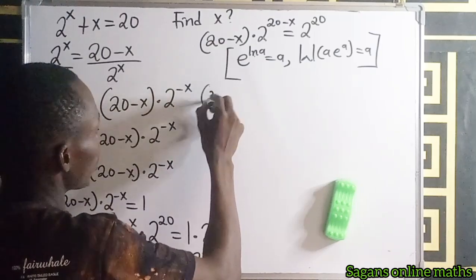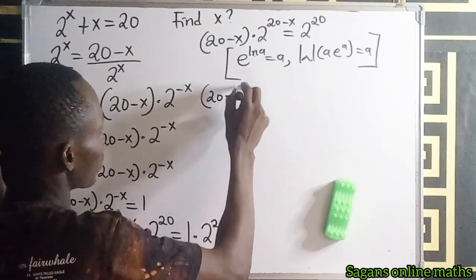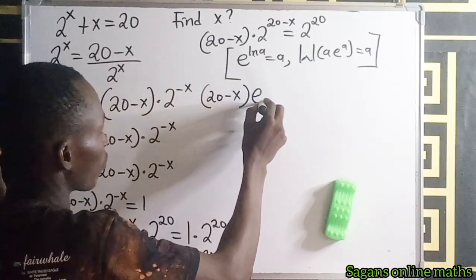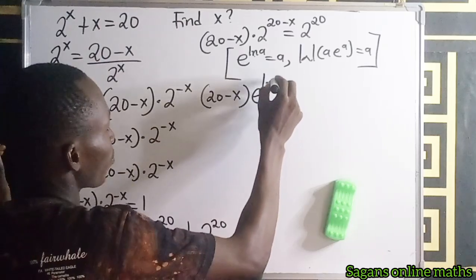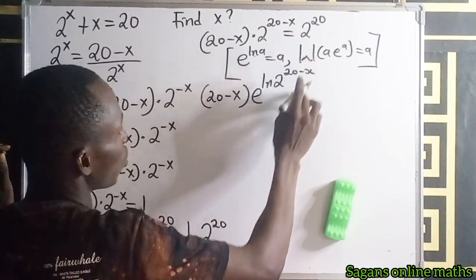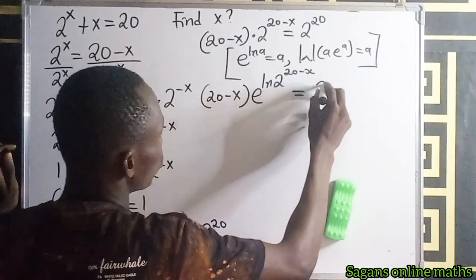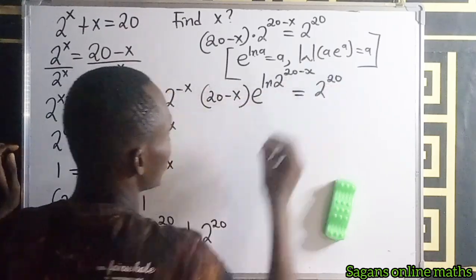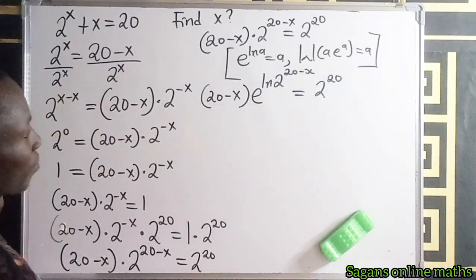That means 20 minus x multiplied by e to the power of what? Ln 2 to the power of what? 20 minus x. Okay, we are not wrong. Equals to what? 2 to the power of what? 20. Wow, this is amazing.